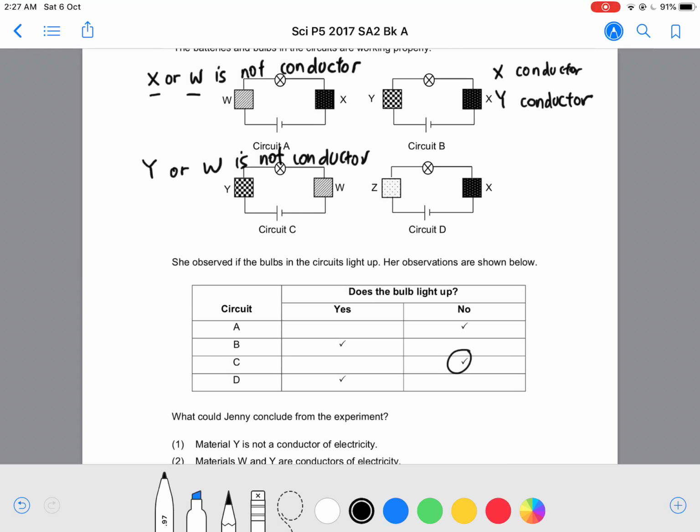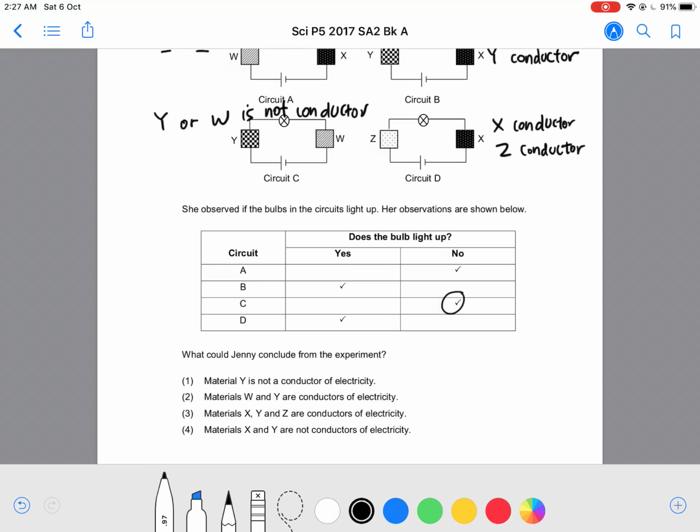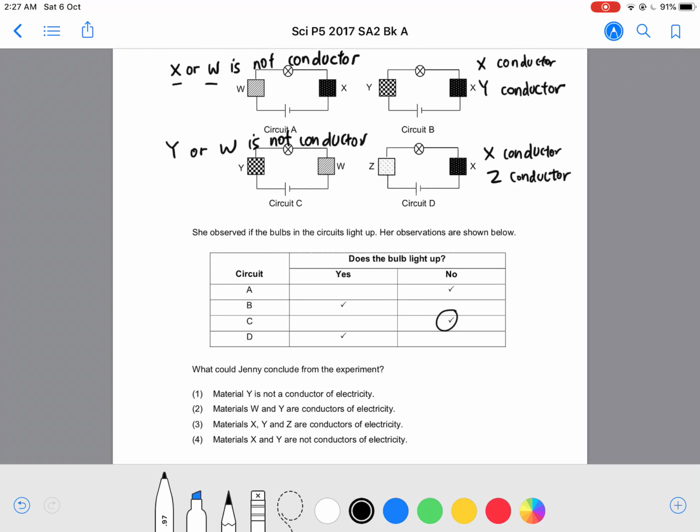Okay, circuit D, it lighted up. Circuit D lighted up means X is a conductor. Z is also a conductor. Alright, so what do you have? What can you conclude from the results? Now those that are unsure, we are not very sure, but those that we are sure, X is definitely a conductor. Y is definitely a conductor, otherwise you won't even light up. Z must be a conductor also. Alright, so the answer is number 3.